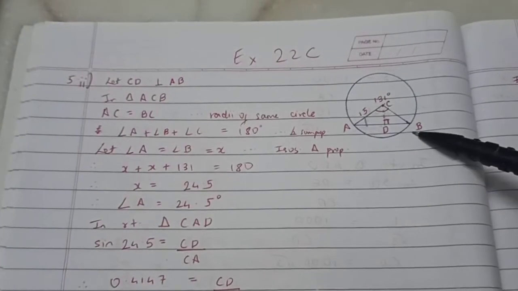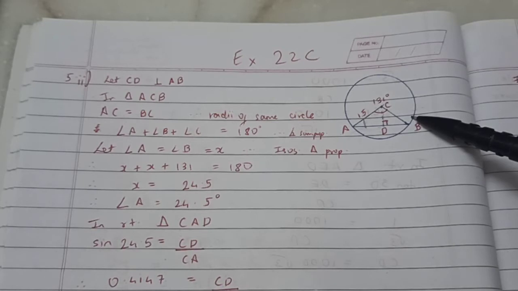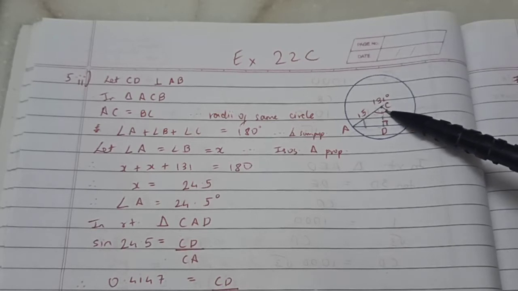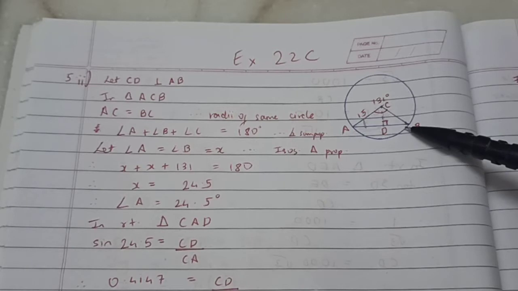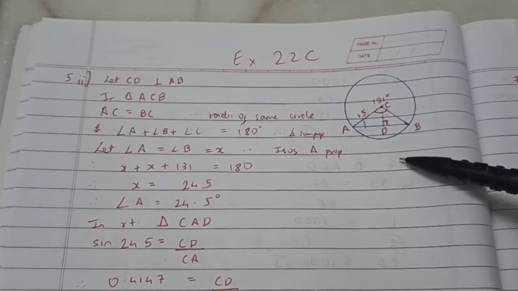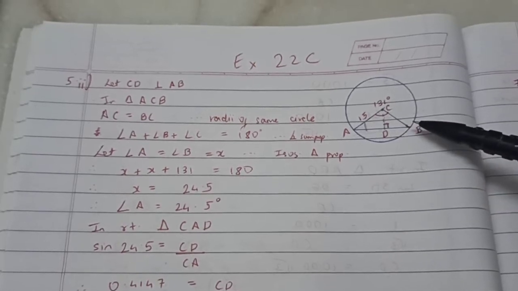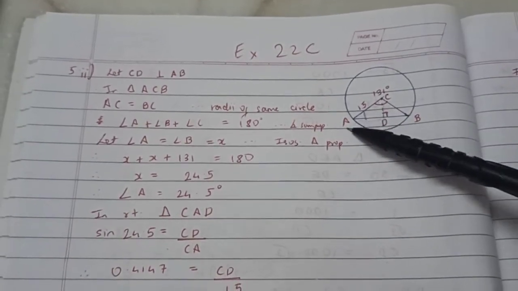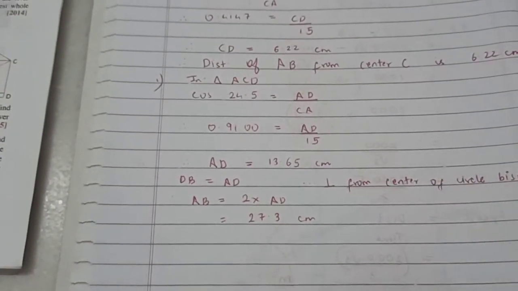Now, DB is equal to AD. That's because in circles, there is a property that whenever we draw perpendicular to the chord from the center of the circle, it bisects the chord. That's a property in circles. You will study that in chapter circles. So D is the midpoint of AB. You can even prove this by congruency of triangles, proving these two triangles congruent. But we'll directly use the property. That means AB is double of AD and the final answer comes up to 27.3 centimeters.